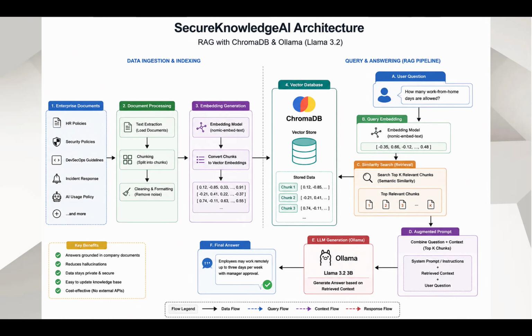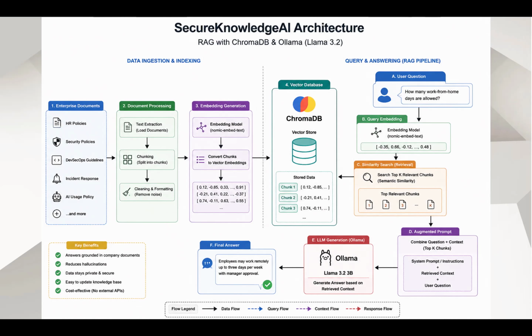Now, what is RAG? RAG stands for Retrieval-Augmented Generation. Instead of answering directly from the model's memory, the system retrieves relevant information from documents. This significantly improves accuracy. So now let's look at the architecture.